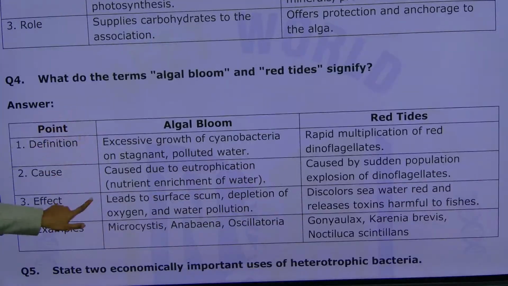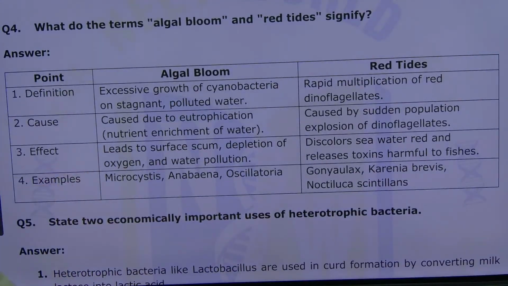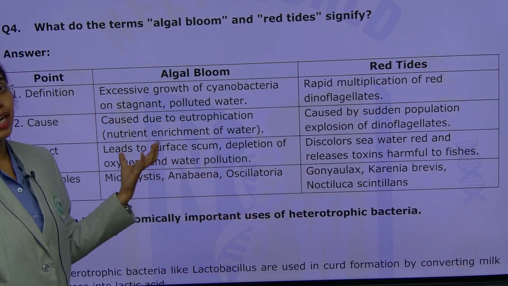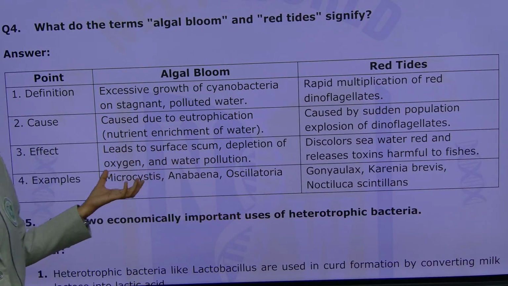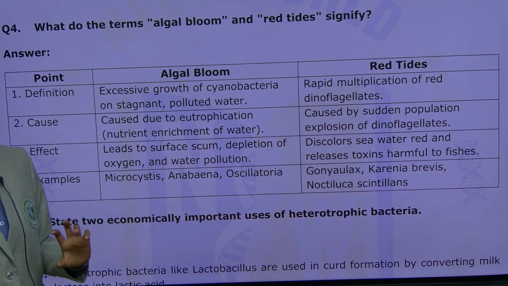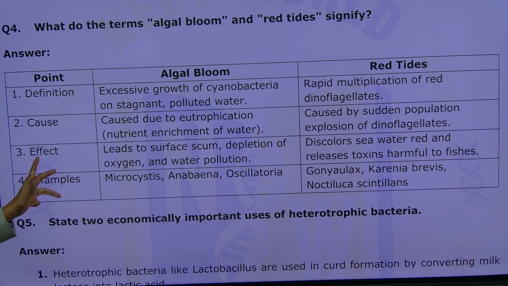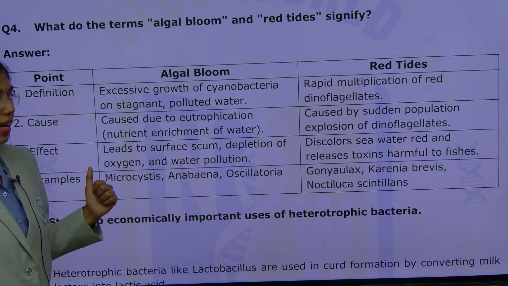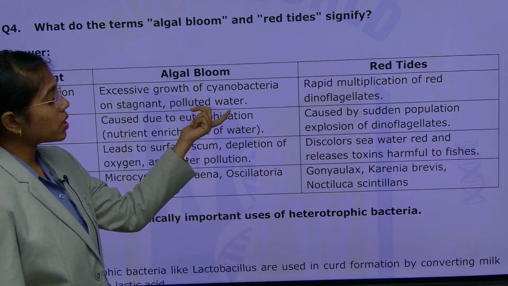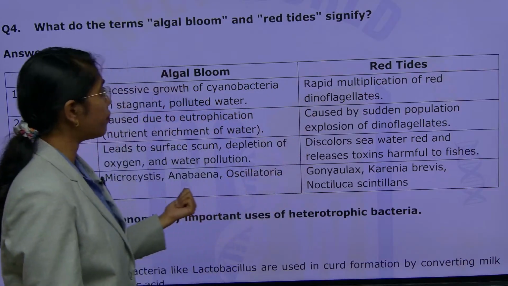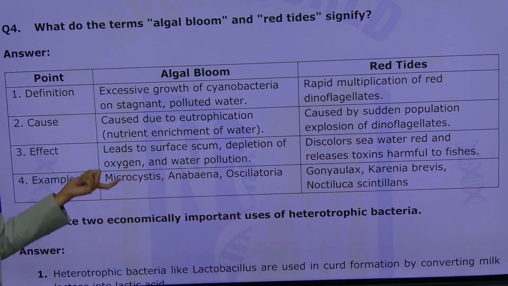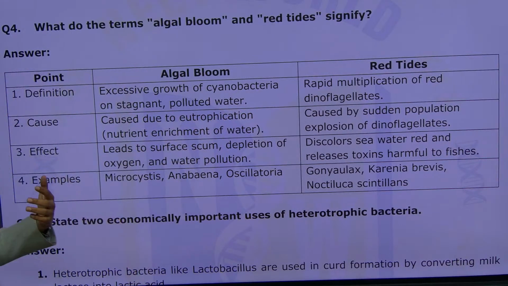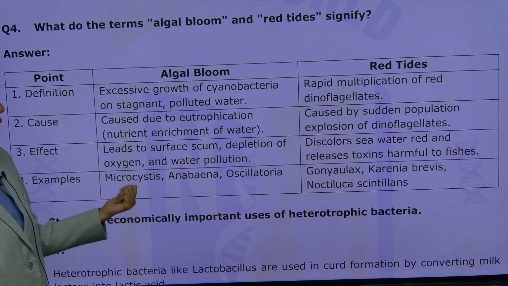What do the terms algal bloom and red tide signify? See, all of these are differences only, where you have to give a strong tabulated explanation. 2 to 3 points is more than enough for VSAQs. So, algal bloom is because of excessive growth of cyanobacteria in stagnant and polluted water. Red tide is by rapid multiplication of dinoflagellates. This is caused due to eutrophication. This is because of a sudden population explosion of dinoflagellates.